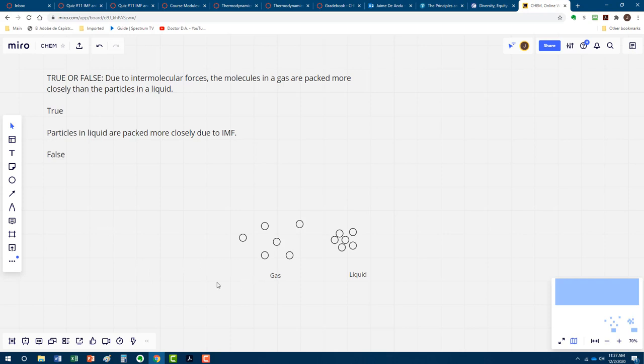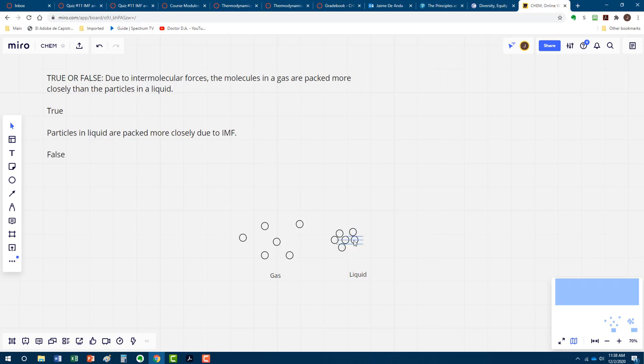So the idea is that the reason why a substance is predominantly in the gas state is because there are weak intermolecular forces. And therefore, the molecules are free to move about without any kind of interruption or interaction with the other molecules. In a liquid, on the other hand, which you can see here on the right side, the molecules are more closely packed because they have stronger intermolecular forces.